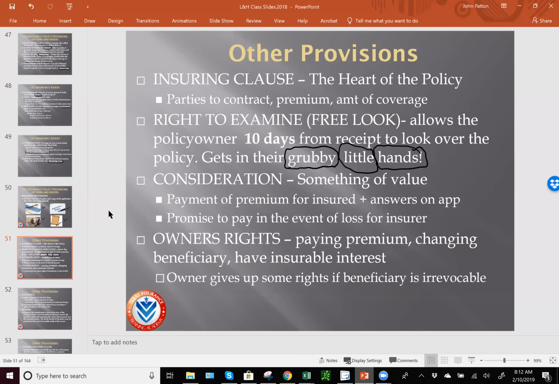Next, you have the owner's rights provision. The owner has all of the rights in a policy, such as paying the premium, making changes to a policy, and naming a beneficiary. Now, the owner may give up some rights in the policy if the beneficiary is set up as irrevocable. If the beneficiary is set up as irrevocable, that means changes can only be made with the written permission of the beneficiary, which means the owner will have given up some rights in the policy.